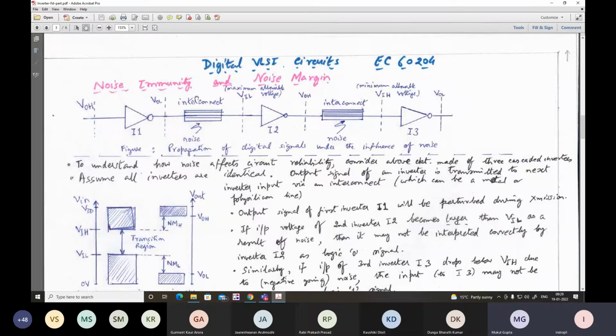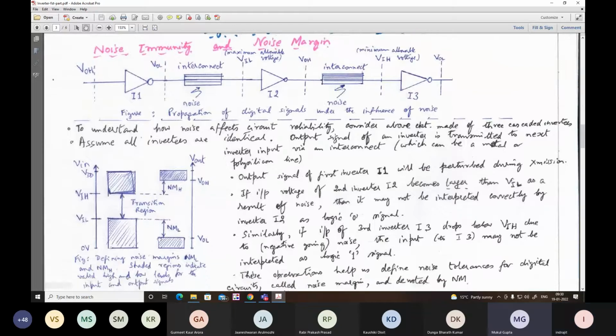So we know that L di/dt is an induced EMF due to some inductive coupling, or due to capacitance also some voltage change can take place, due to induction. And because of that, the voltage can go up or down. Suppose here we show the typical noise margin picture.